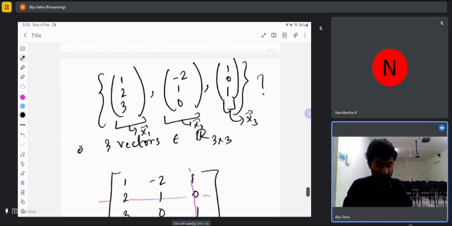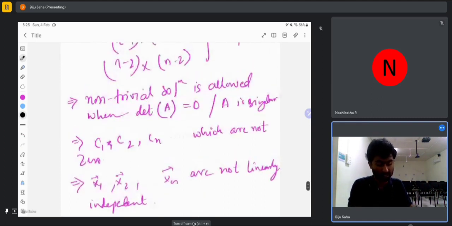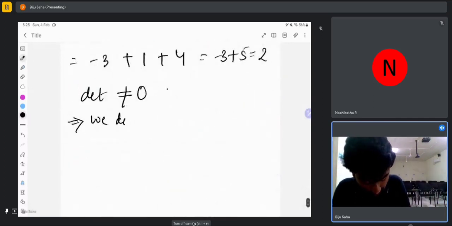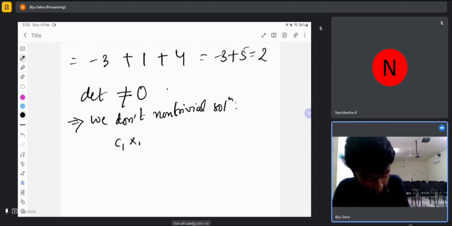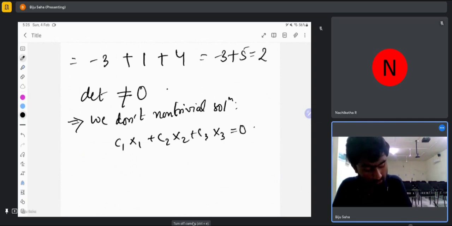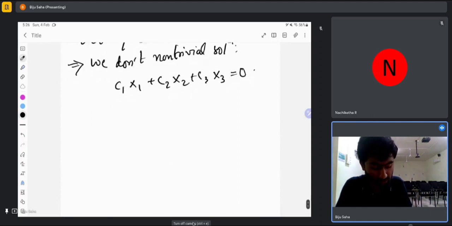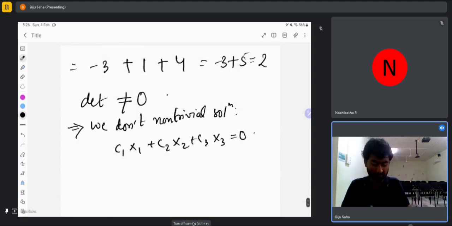Had the determinant been equal to 0, then non-trivial solutions would have been allowed. But since the determinant is not equal to 0, we don't have a non-trivial solution. To which equation? To this equation. To this particular equation, we don't have a non-trivial solution.